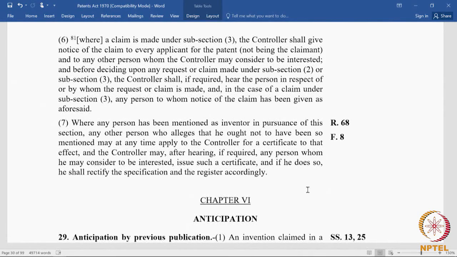So, there could be a question: how do you rectify a person whose name has been mentioned as the inventor under section 28, but you are aggrieved or you feel that that needs to be corrected? What is the procedure to be followed? The procedure to be followed is under 28(7), you approach the controller for a certificate.